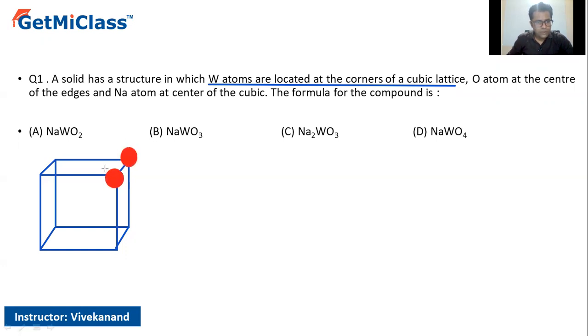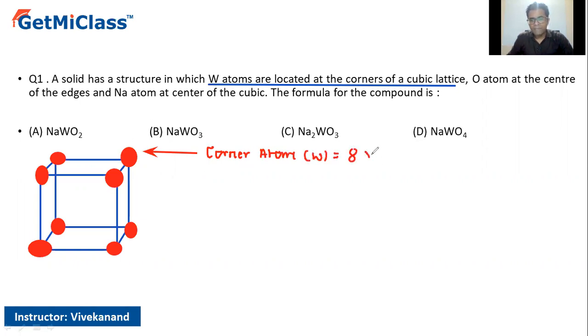1, 2, 3, 4, 5, 6, 7, 8. All right. So now when we observe these corner atoms that are W, if you count them, there are 8, and each is going to contribute 1/8 of it. So the complete answer is 1. So here I'll have W as 1.